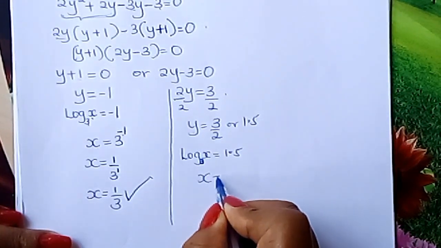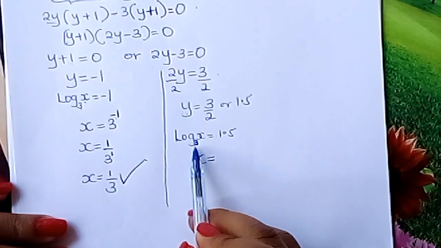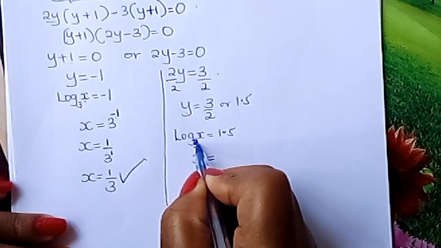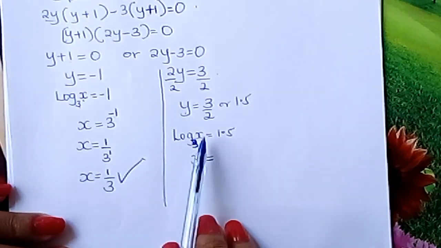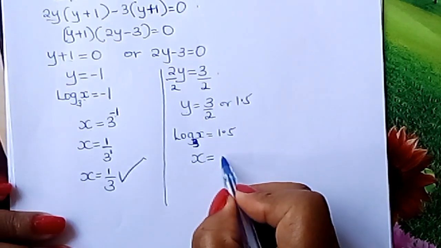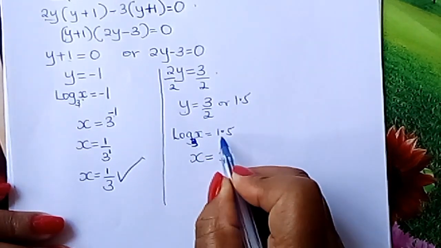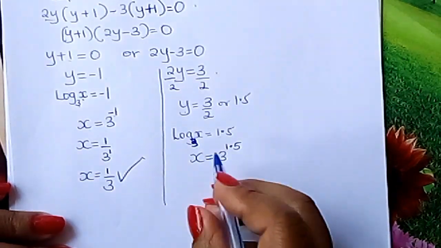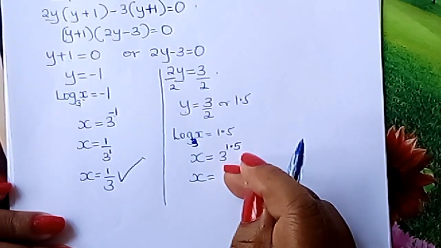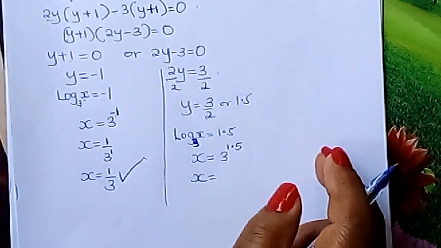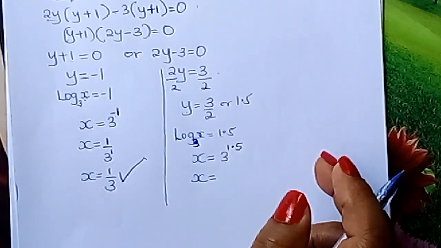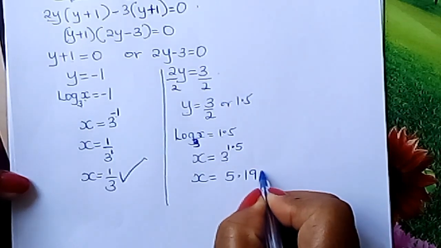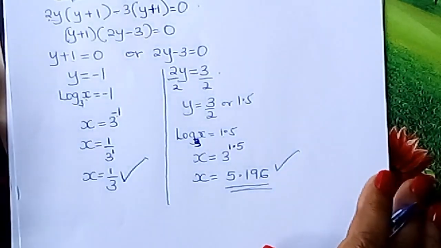So learner, what is x? The base is 3. I hope you can see this 3 here, learner. Let me make it a bit bigger. So what is our x? Our x, therefore, learner, is equal to 3, which is our base, raised to this power. Using a calculator, 3 raised to 1.5 should give you 5.196. Good. So this is the other value of x.